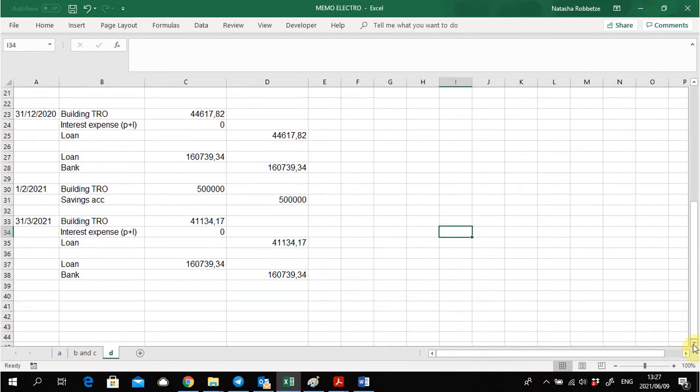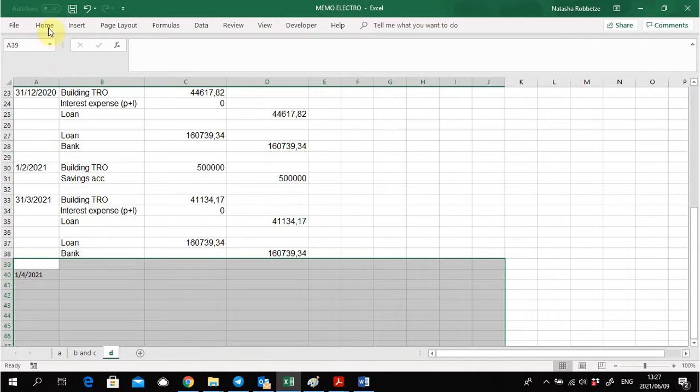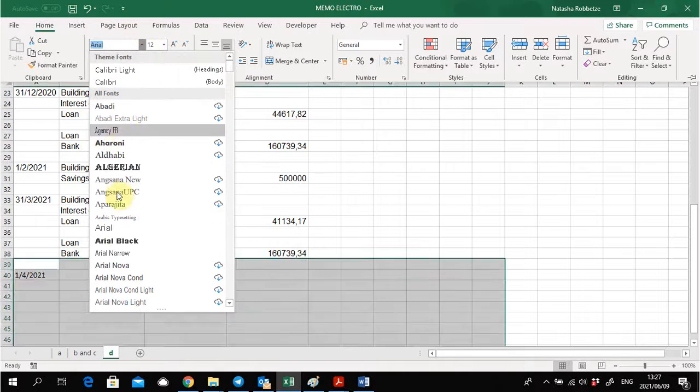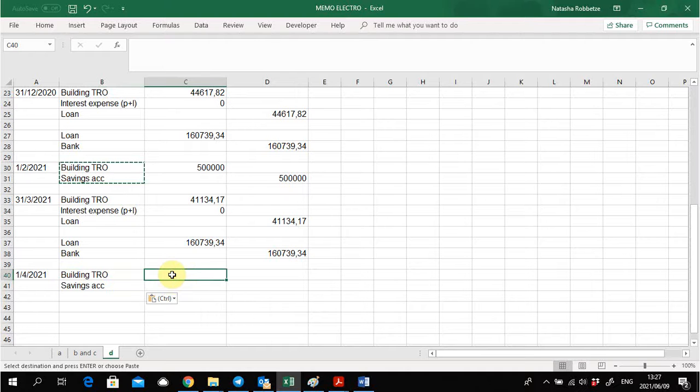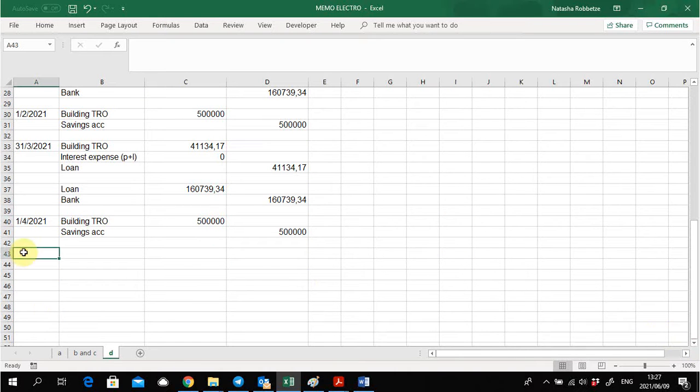Then I believe there's a final payment on the 1st of April 2021. And here we make the final payment towards the progress of building Tro. So again, from the savings account, we take the last money, and that was a total of 500,000 as well. Right, thereafter we have our financial year end. And that should be 30 April 2021.